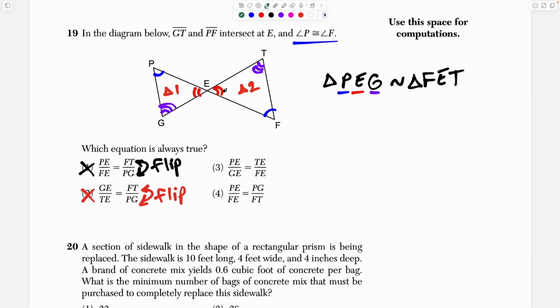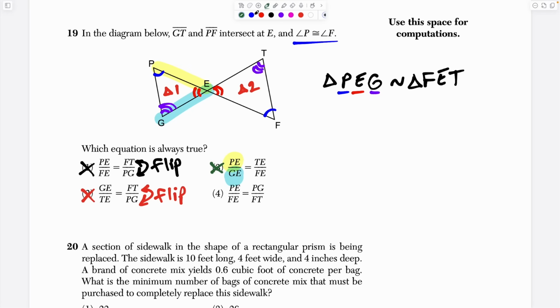The problem with this, let's really pay attention to what's going on here. PE is between blue and red. And then GE is between purple and red. But then in the next ratio, the side TE over here is not between blue and red. It's between purple and red. So the correspondence is broken. That's why this one here is not always going to be true, so this one here is out.